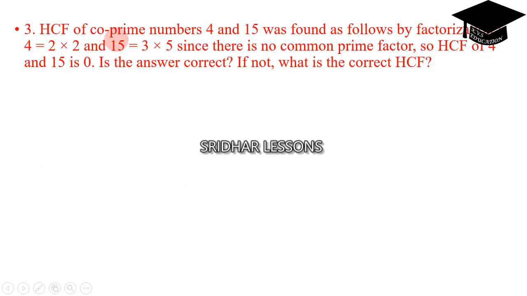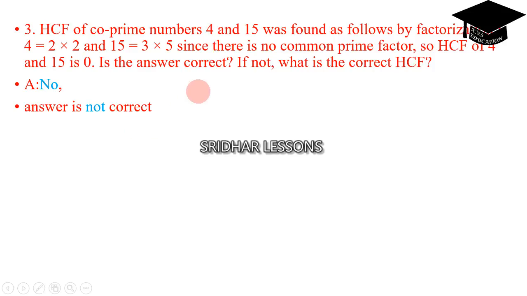Problem number 3. HCF of co-prime numbers 4 and 15 was found as follows by factorization. 4 is equals to 2 into 2 and 15 is equals to 3 into 5. Since there is no common prime factor, so HCF of 4 and 15 is 0. Is the answer correct or not? Tell me. Solution. The answer is no.